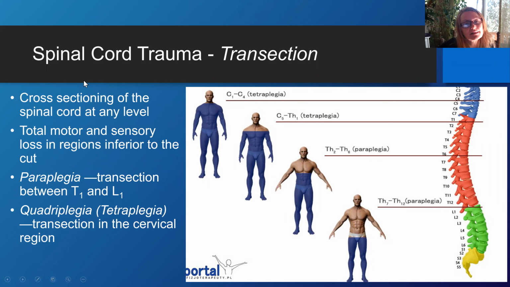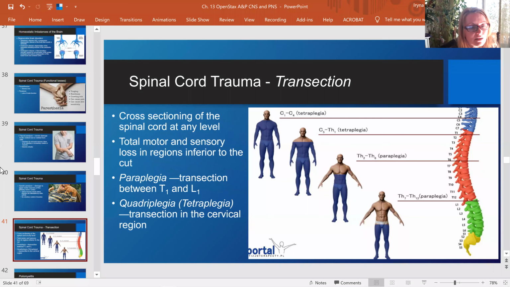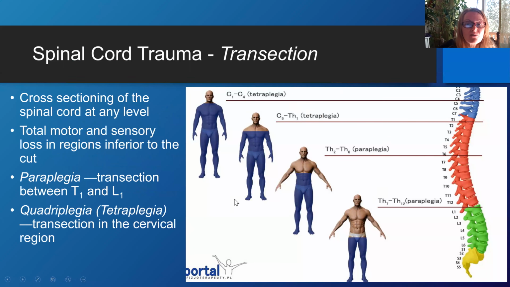And the last slide, I hope it's the last one. Oh no, two more, almost there, is transection. So if you have damage to the spinal cord like this, transection, you're gonna lose both sensation and motor function, right? And depending on where the spinal cord is damaged, you might have paraplegia or quadriplegia. So first, remember, paraplegia and quadriplegia is when you lose both sensory function and motor function.